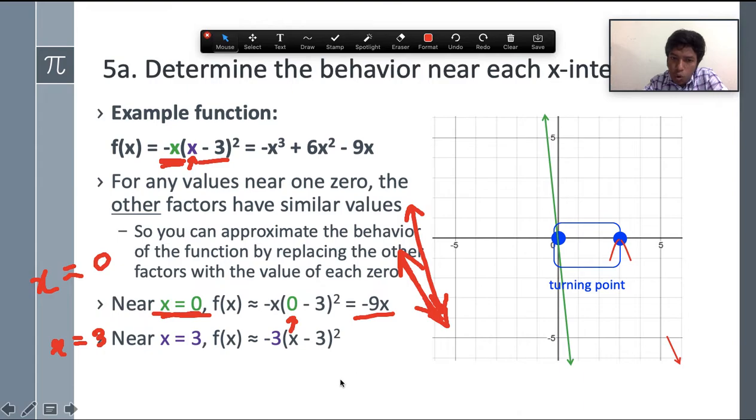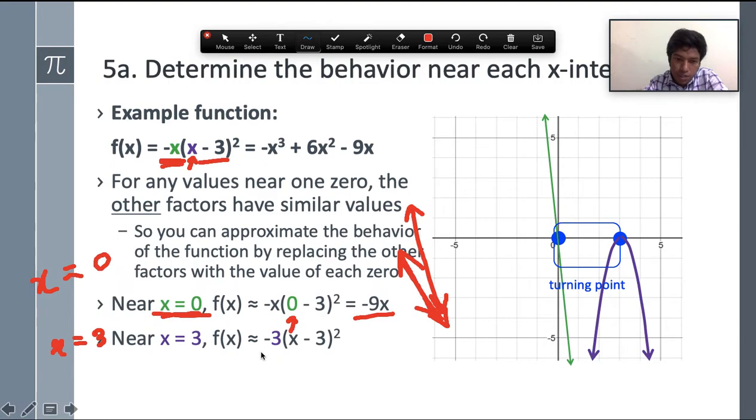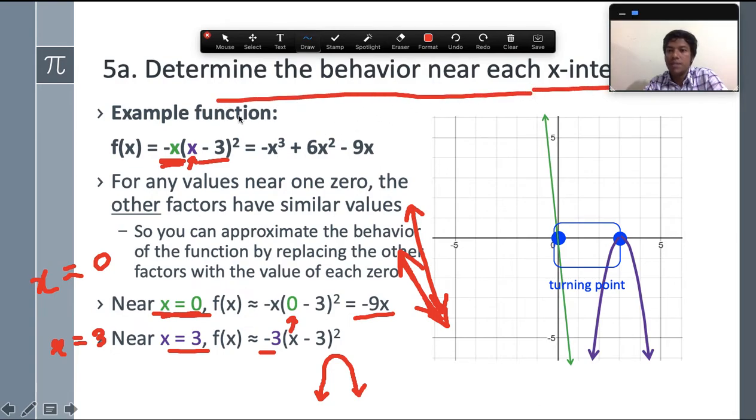That means this is the open down parabola. This minus and this x square mean this is an open down parabola. That means at 3 the graph is an open down parabola. So this way we can determine the behavior near the x-intercept.